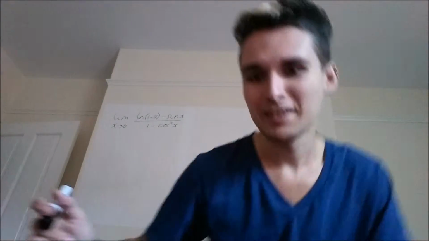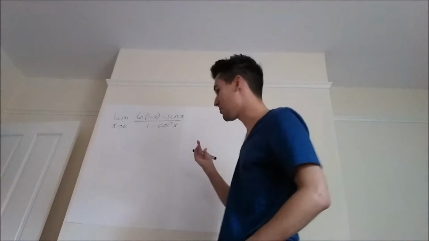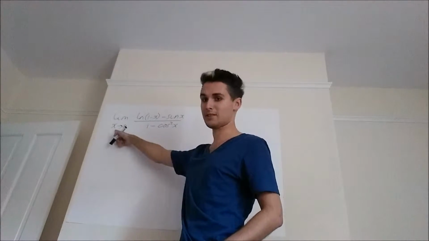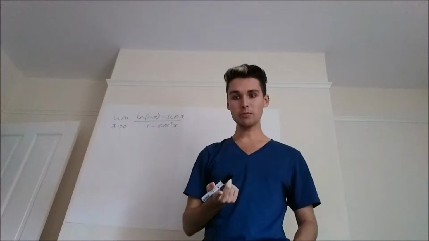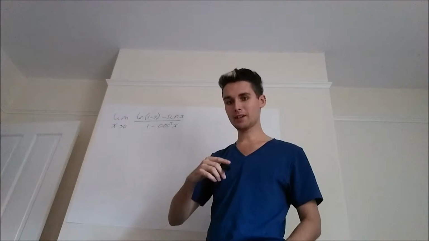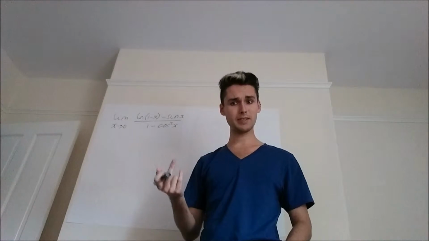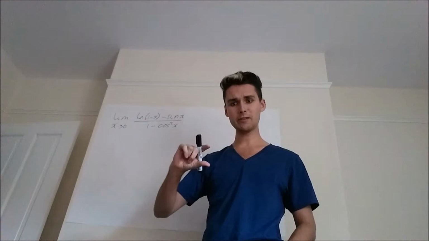So, I got it here. The problem was to find the limit of this thing. So the limit as x tends to 0 of this quotient here. Now the problem here is if you put x as 0 into both the top and the bottom, they both end up as 0, so you end up as 0 over 0.